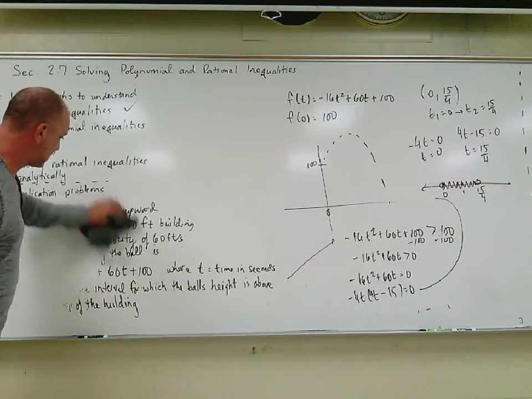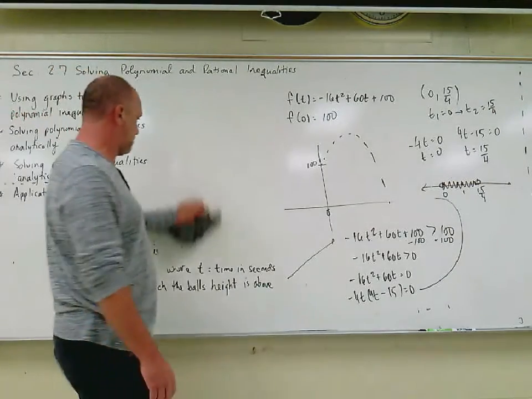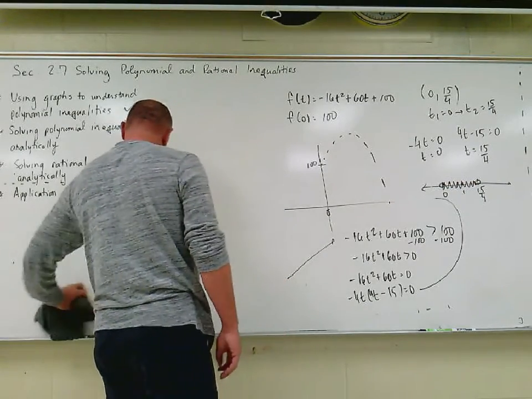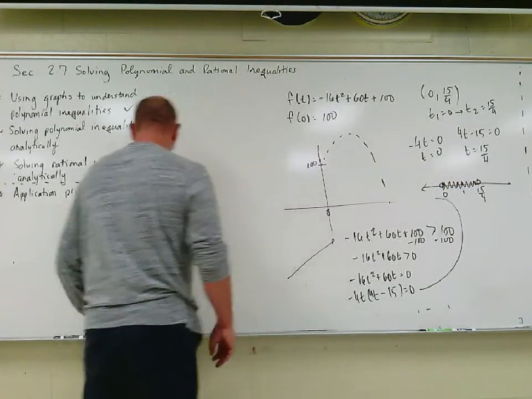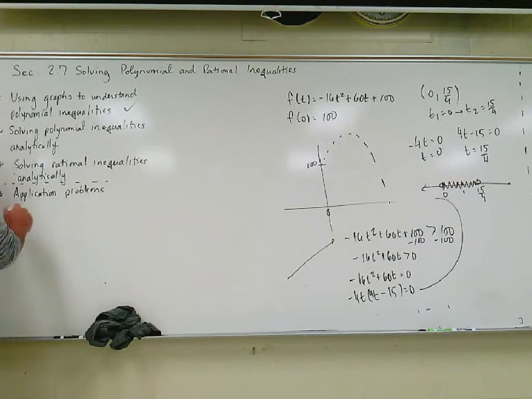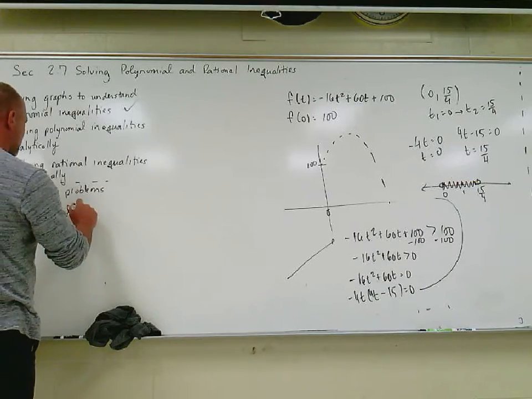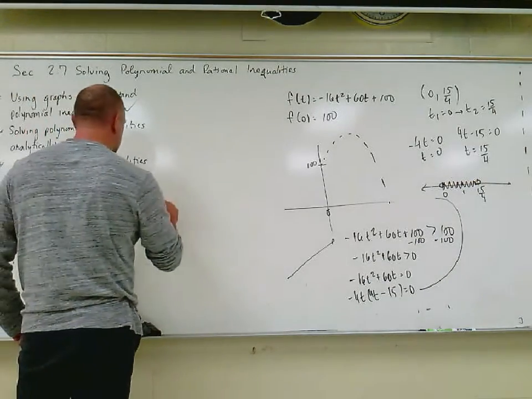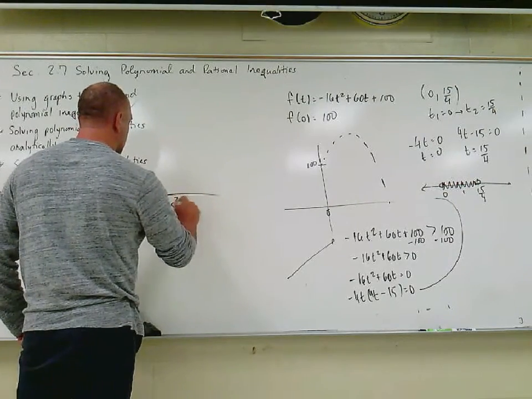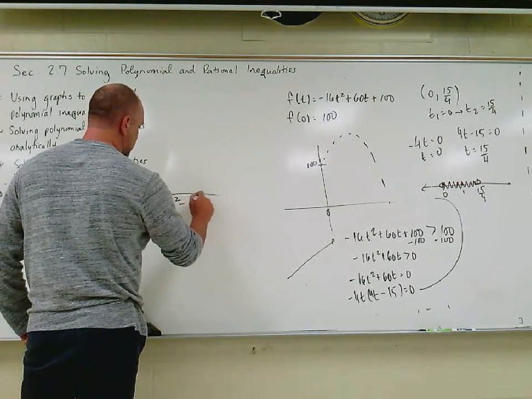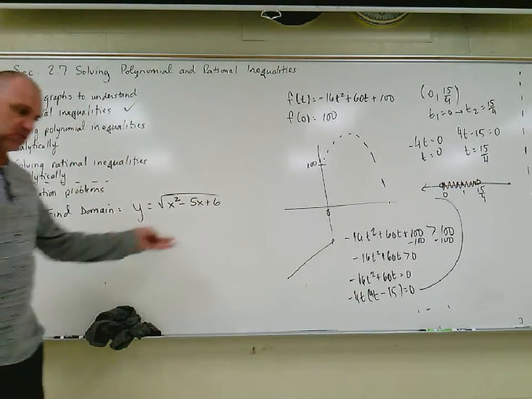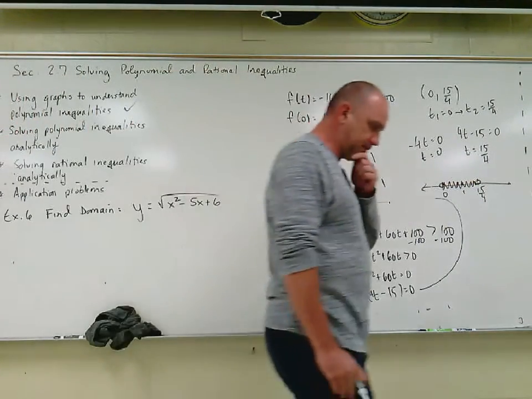Just basically how am I applying what I've learned today? So this is a fairly, I think, simple problem. So the last example, find domain. So you're going to say find domain. What does this have to do with anything? Well, let's say we have y equals square root of x squared minus 5x plus 6. Okay. Let's say that's our function there.